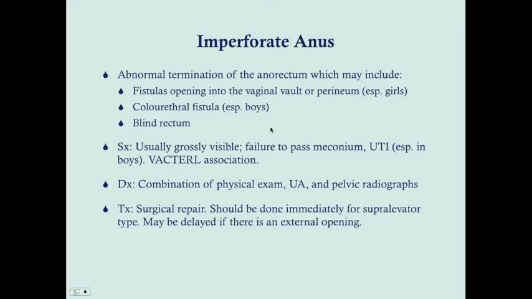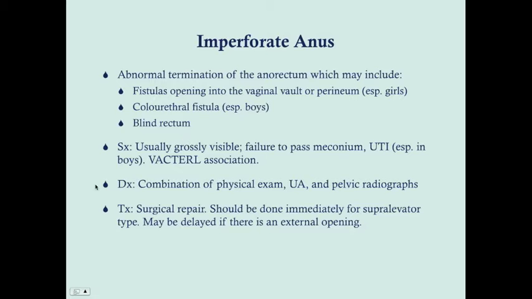You're doing your nursery examination usually within 6-7 hours of birth at the most. So typically you'll see the imperforate anus before we get worried that the baby's not passing meconium. With the imperforate anus, you can also get fistulas, and that can lead to problems. With girls, it can fistulize into the vaginal vault or into the perineum. With boys, it can actually fistulize into the urethra. So that can be really problematic. But in some cases, it's just a blind rectum.